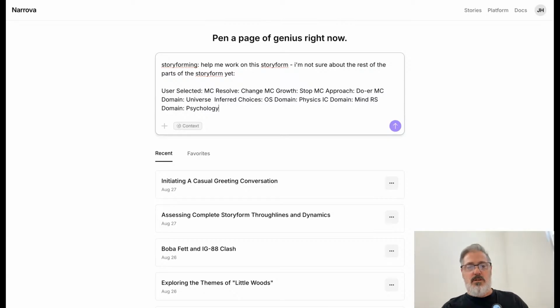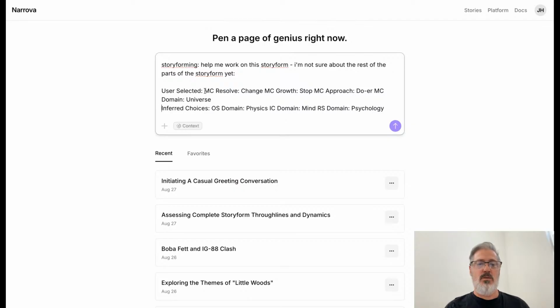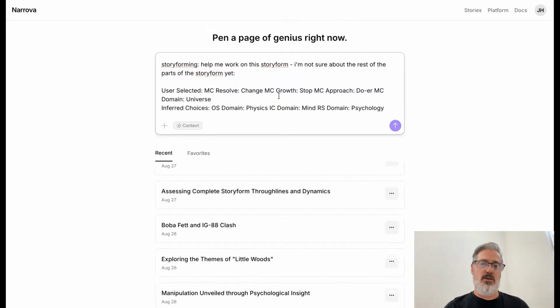So I just copied it. It copied over all the ones that were user selected, so you can see these are the ones that I chose. And Narova knows to give those more weight, like they're more important. And then here are the inferred ones. Then we can go out and start to develop it. That way you're not locked into, I can't do anything until I get to one story form, which was like the early version of Subtxt. Now you can start to develop it even if you don't have a complete picture of what that might look like.